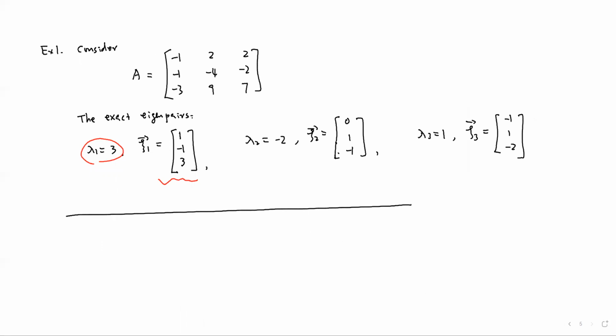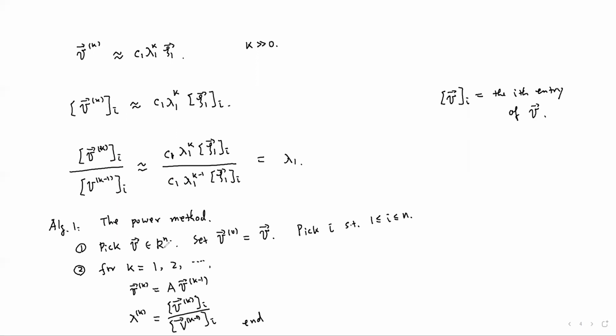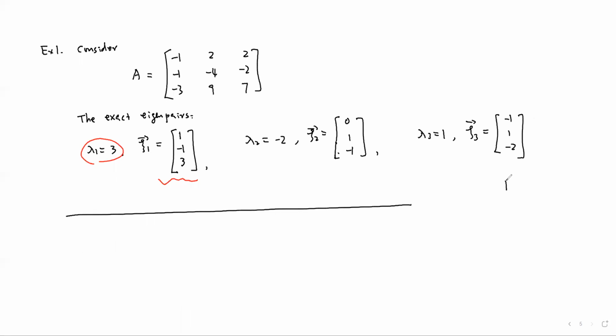I need to pick an initial vector V. Let me pick the vector V to be (1, 0, 0). When k is 0, V0 is this vector V, the three entries 1, 0, 0. And the last column is lambda k. So when k is 0, we haven't started to compute lambda yet.